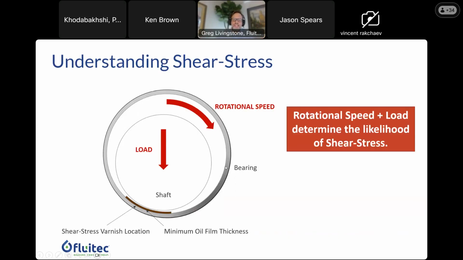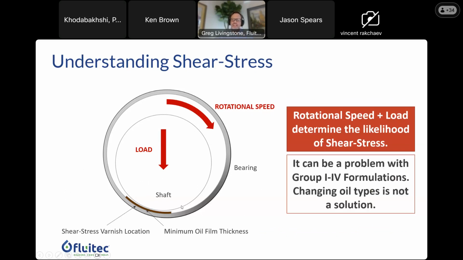Just to get into this in a little more detail, the two big factors that will impact shear stress deposits are load and rotational speed. The higher the speed and the higher the load, the higher the chance that shear stress will happen here in the minimum oil film thickness. And a lot of plants will see deposits here on their bearings.